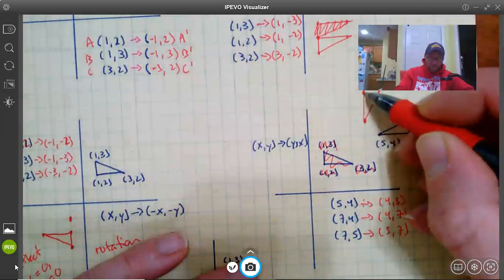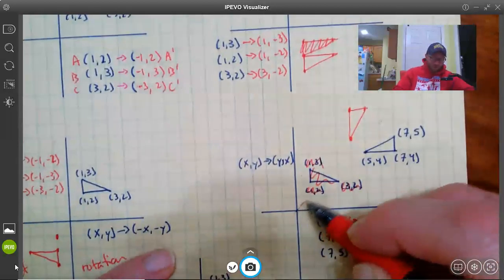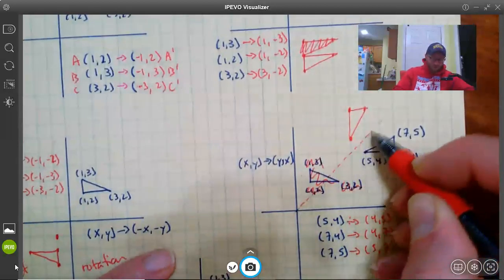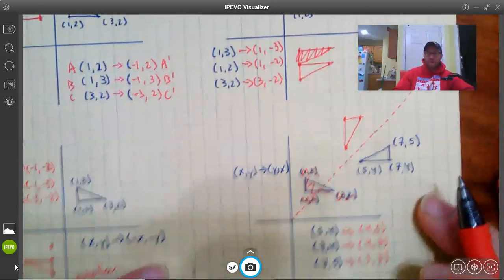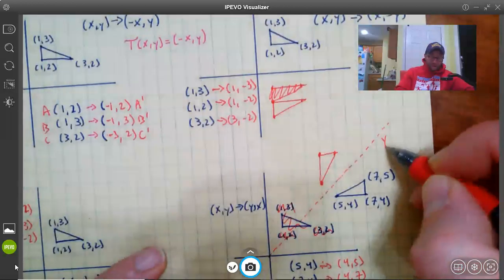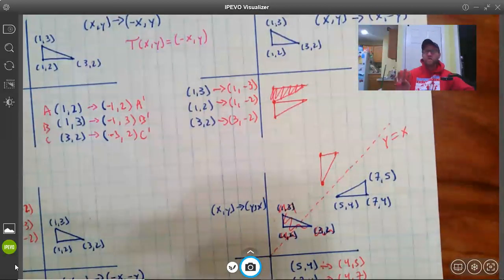So there we go. And you see what we have here is a reflection across this line right here. Now, by the way, this line is the line y equals x. So this kind of makes sense a little bit. I reflected across the line y equals x by switching all of the x and y coordinates.